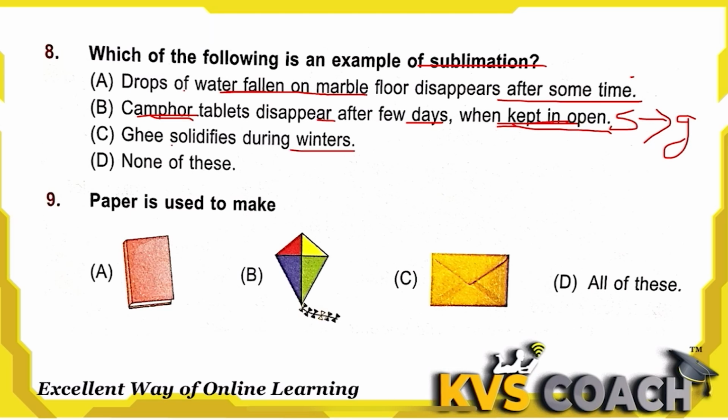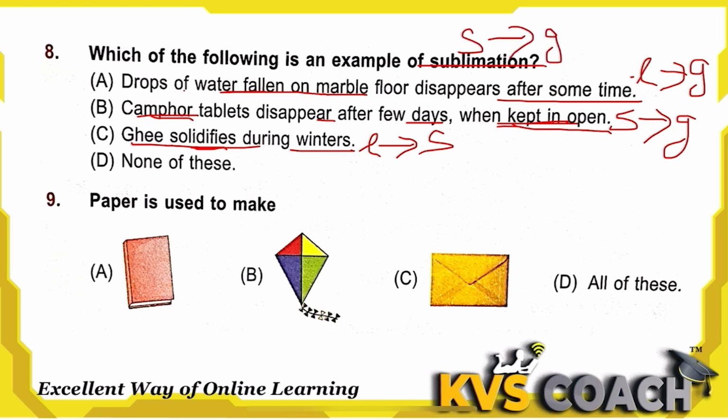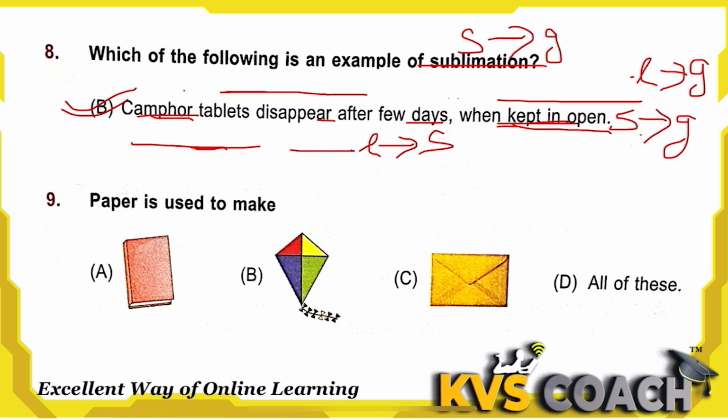Ghee solidifies during winter. It means liquid to solid. And the first one was a drop of liquid changing into gases. So which of the following is an example of sublimation? Which one is the sublimation? I told you, solid directly to gas. It means option B is the right answer here.